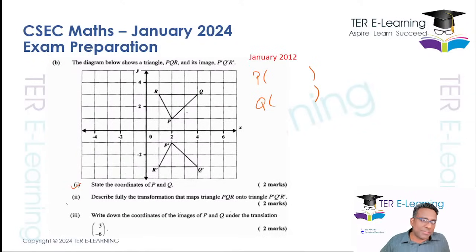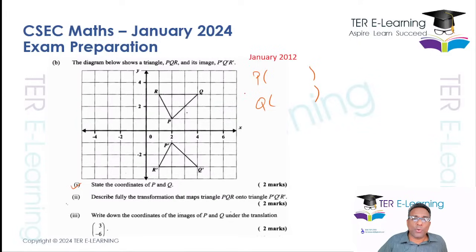Right, I hope I see some correct coordinates here. I've seen some students struggle just to read off some coordinates on a graph. Right, so I'm seeing a lot of correct answers here.